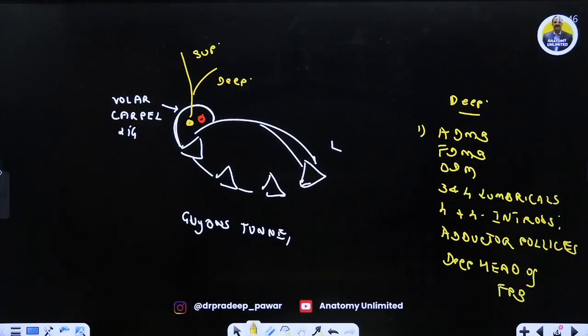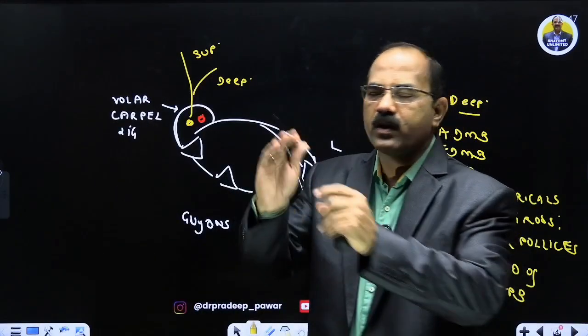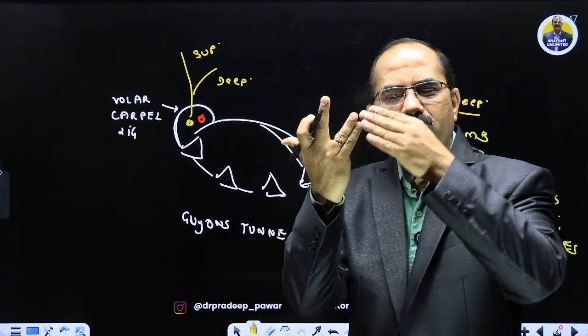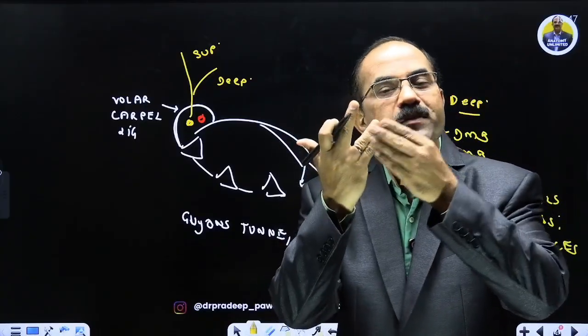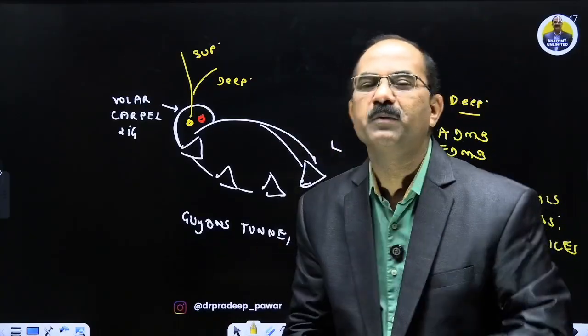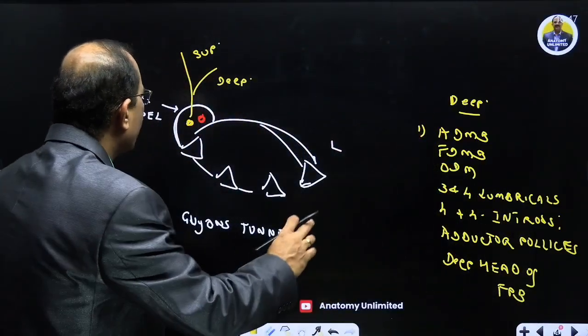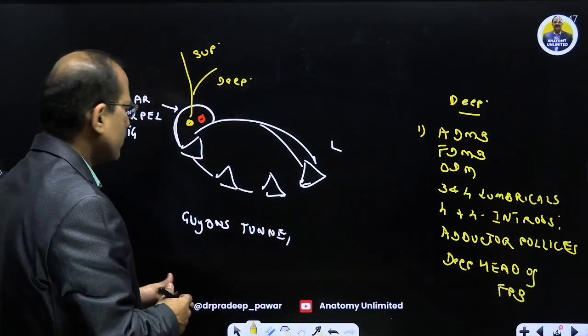This ulnar nerve supplies the skin on the palmar aspect of 1.5 fingers here and the dorsal aspect of 1.5 fingers except the proximal phalanges. Fine. Now, can anyone tell me who supplies the skin over the hypothenar eminence?